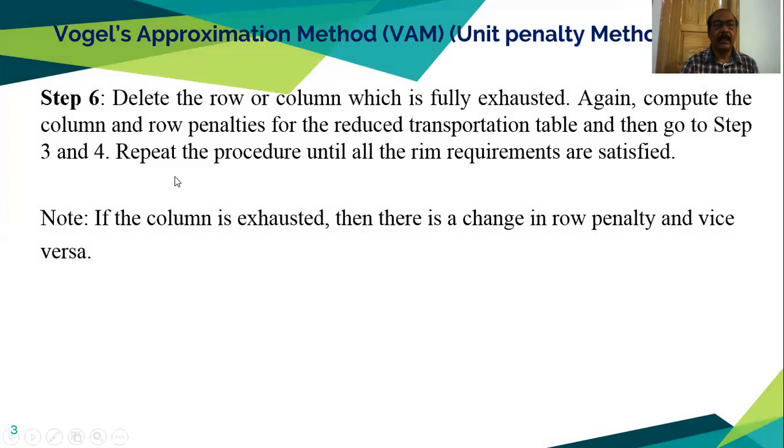Step 6. As soon as a row or column is fully exhausted, in the case of available it is exhausted, and in the case of demand it meets our requirement, then we can block that particular row or column which is completely exhausted. If a column is exhausted, there is a chance the row penalty changes, and vice versa. Sometimes the column is exhausted, sometimes the row. From the rest of the rows and columns, we have to find the penalty cost.